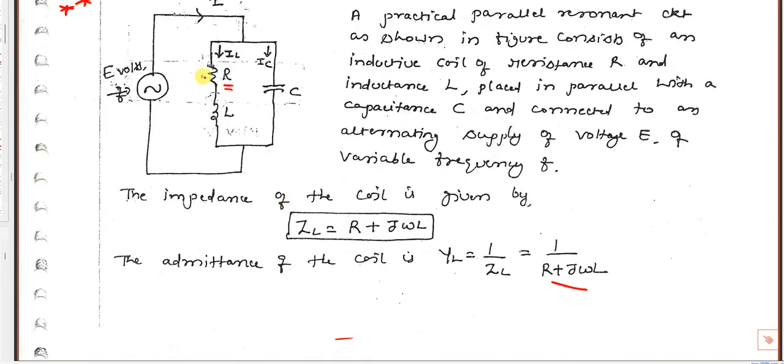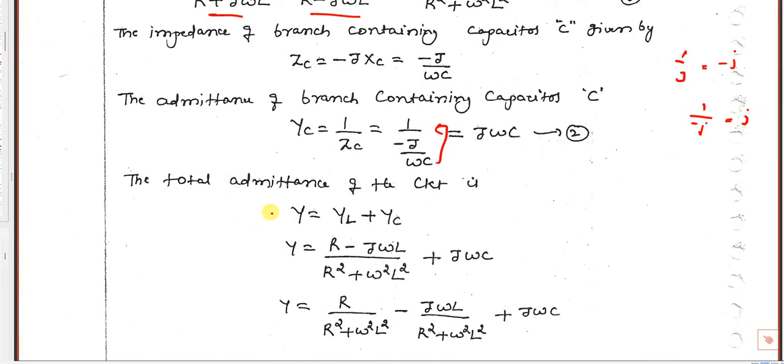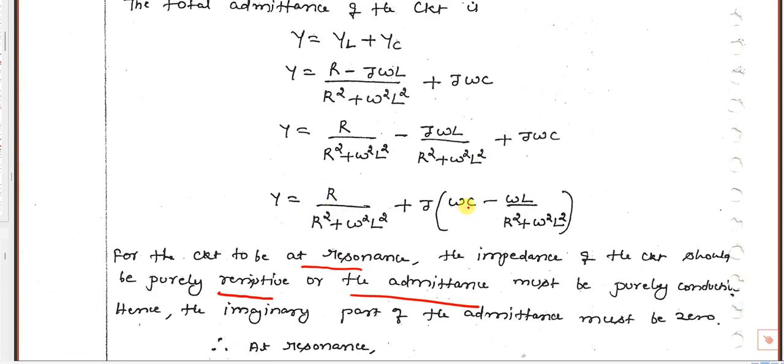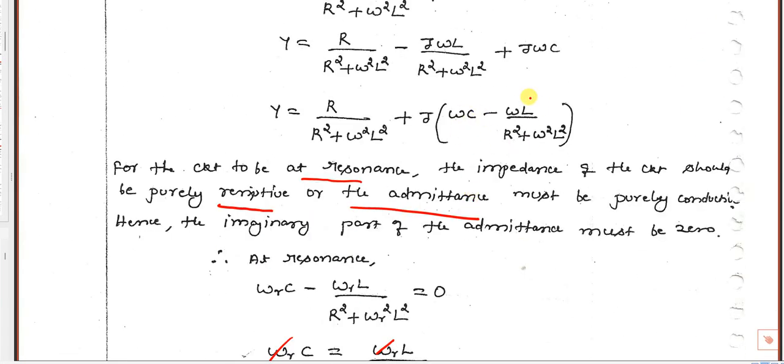The procedure is simple. I will repeat once again. Get the impedance of this branch. Take the admittance, which is the reciprocal of this, and do the rationalization. For the other branch also, you get the admittance. Next, add to get the total admittance. Separate the real part and the imaginary part. At resonance, the circuit behaves as purely resistive admittance, and you have to equate this part to 0. The imaginary part you have to make 0.